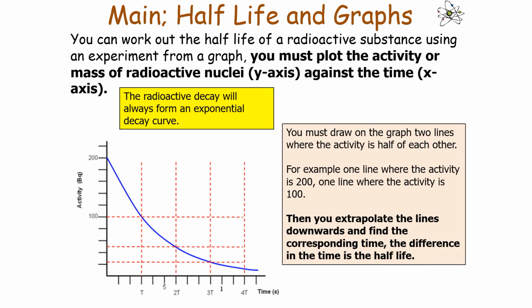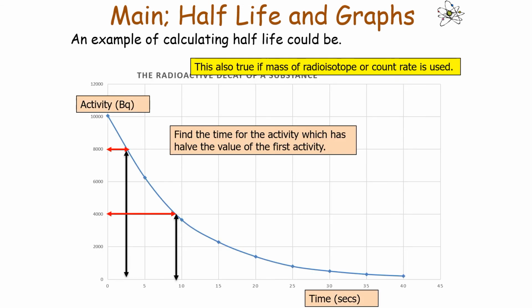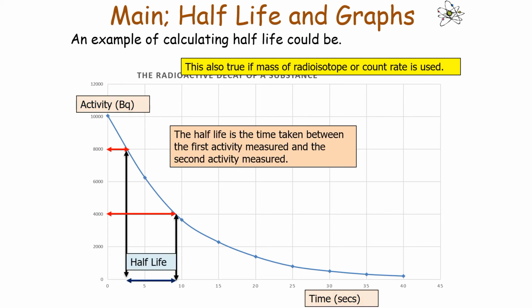Now to work out the half-life, what you would do is draw 2 lines on your graph where the activity is half of each other. So for example, one line where the activity is 200 and one line where the activity is 100. You then extrapolate the lines downwards to find the corresponding time, and the difference between the 2 times is the half-life. So for example, you could do 8,000, look down for the time, 4,000, look down for the time, and the half-life is the time taken between the first activity and the second activity measured.